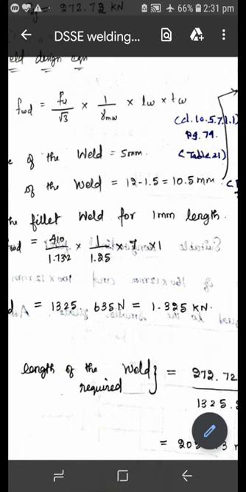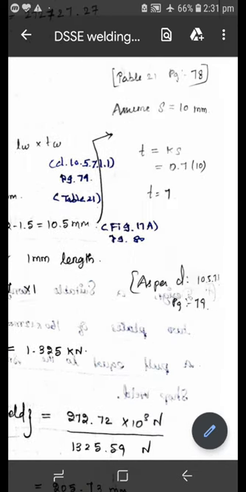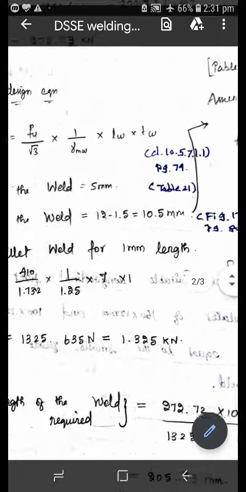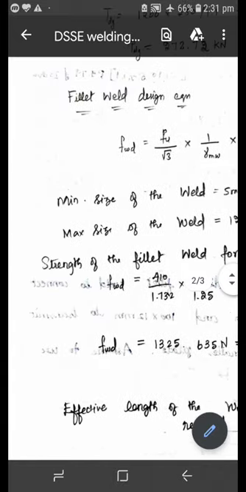How can we get the throat thickness tw? We know that throat thickness tw is equal to K into S, where K is a constant that depends upon the angle between the fusion faces. For a fillet weld, the angle is always 90 degrees. Therefore, K is equal to 0.7, where S is the size of the weld. How can we get the size of the weld? We have to assume it suitably.